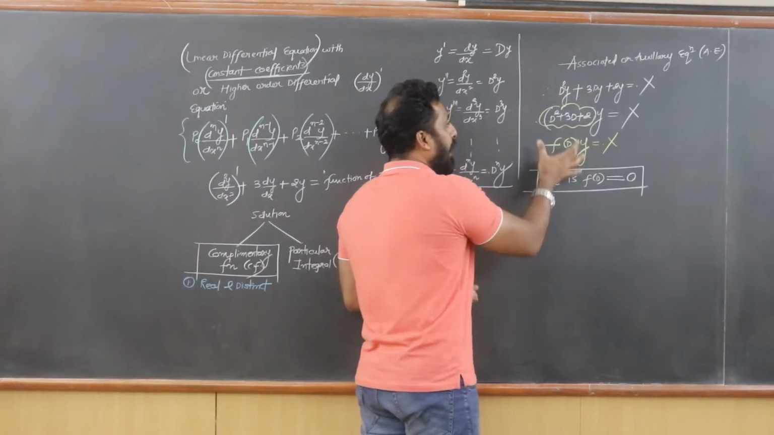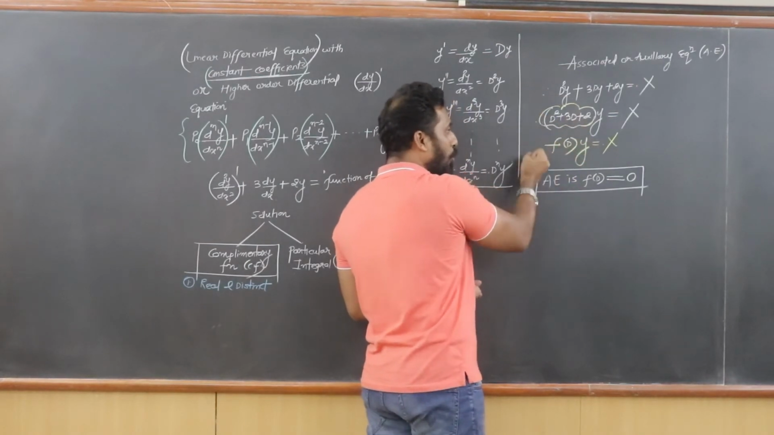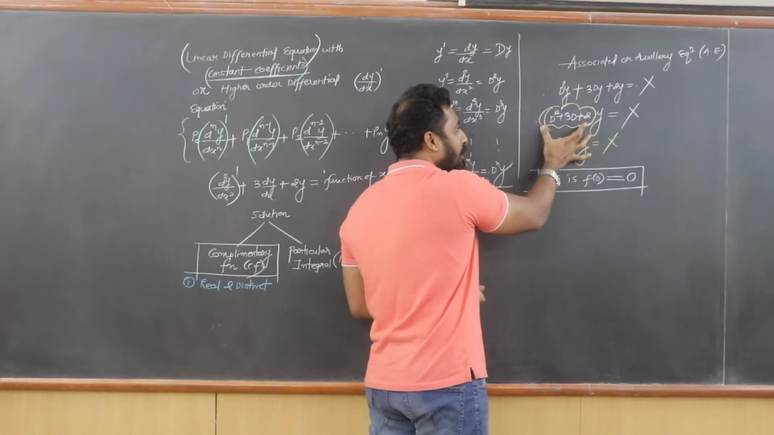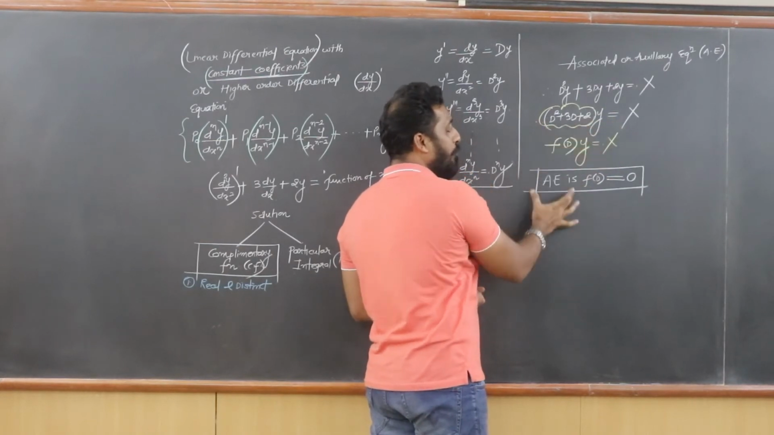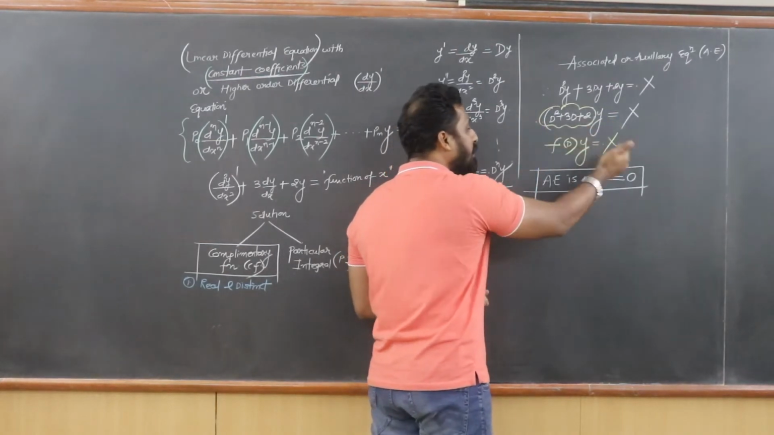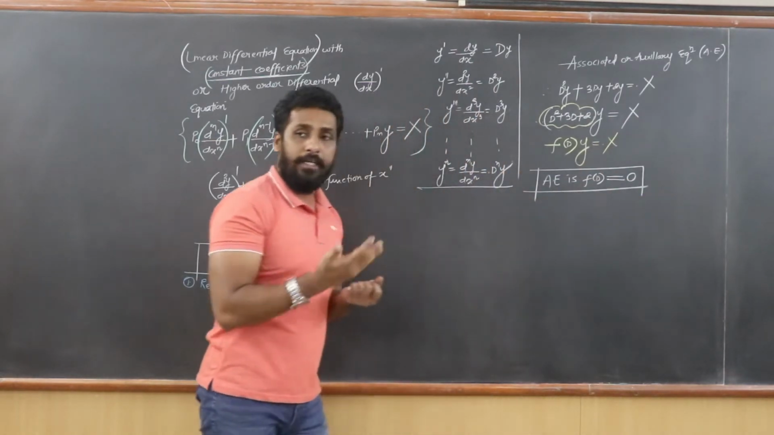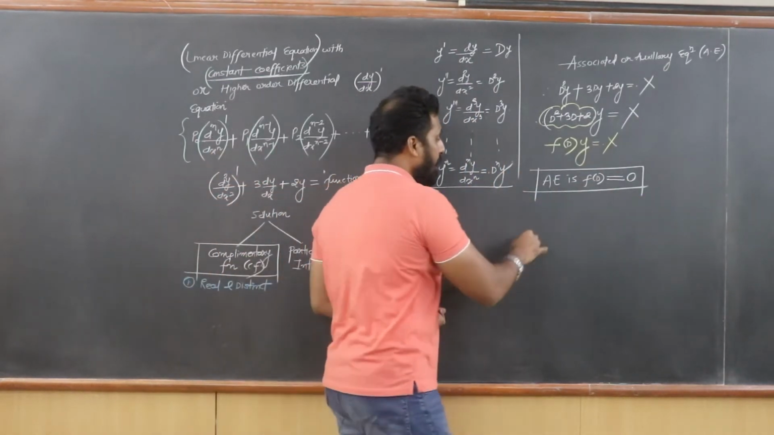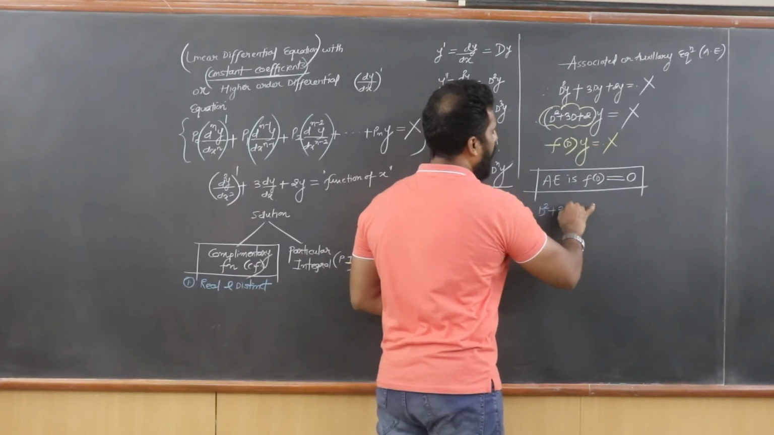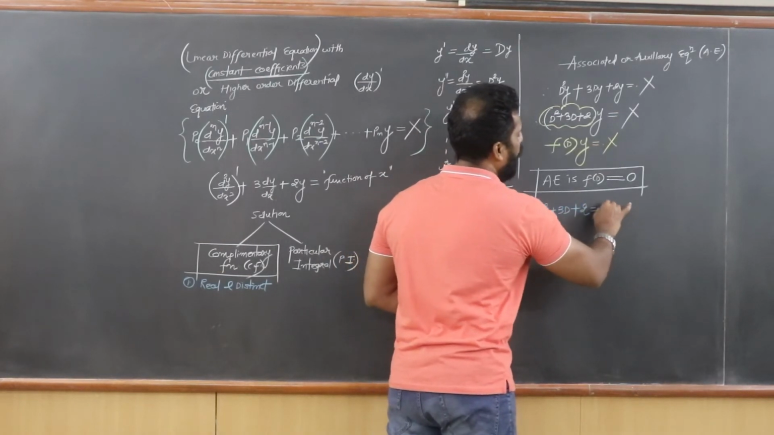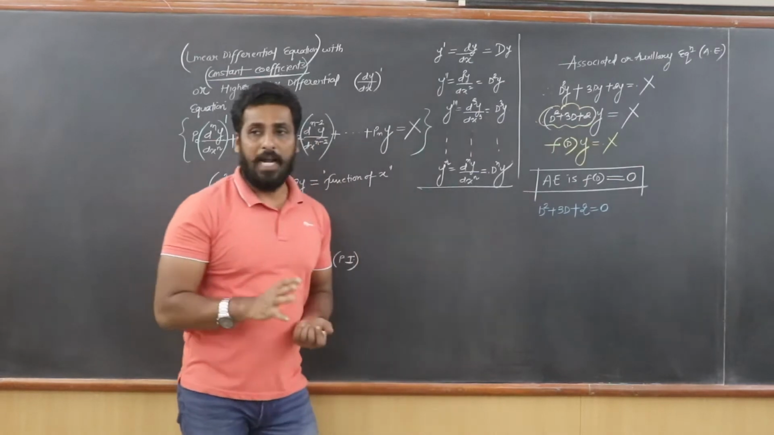What is a function of D? On the left-hand side, all the terms of D are taken together and y is taken out common. So this entire function of D is f of D, and when it is equated with 0, that gives me the auxiliary equation. So in this case, I have D square plus 3D plus 2 equal to 0. So that's my equation.